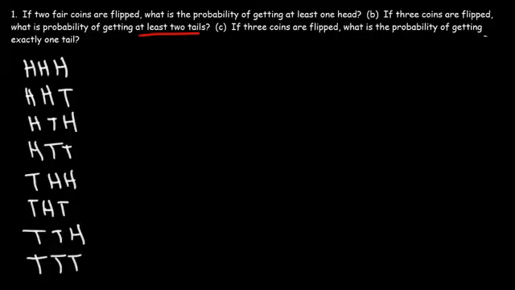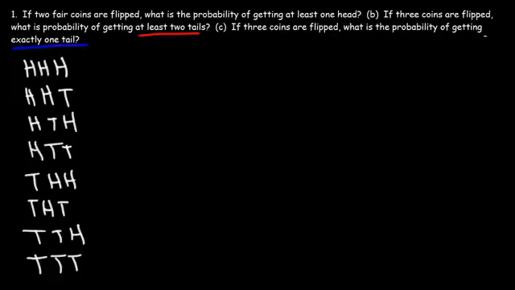Now let's move on to part C. If 3 coins are flipped, what is the probability of getting exactly 1 tail? So go ahead and take a minute and work on this example. Pause the video if you want to.